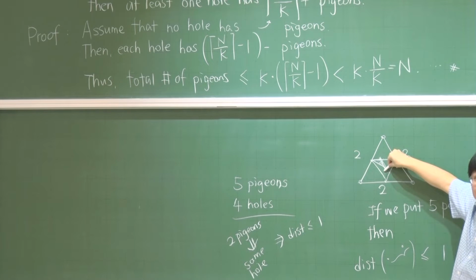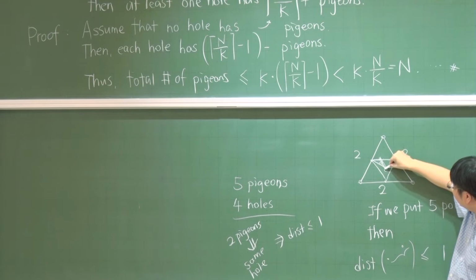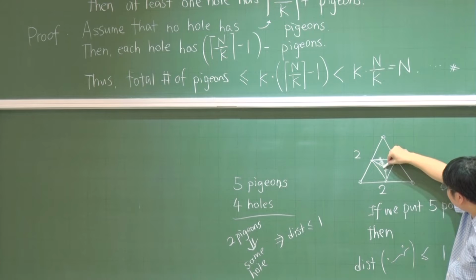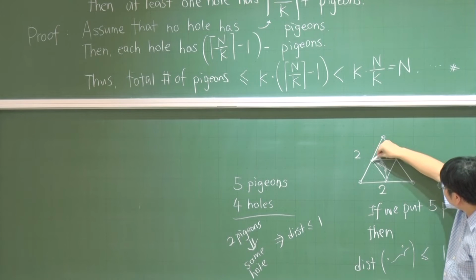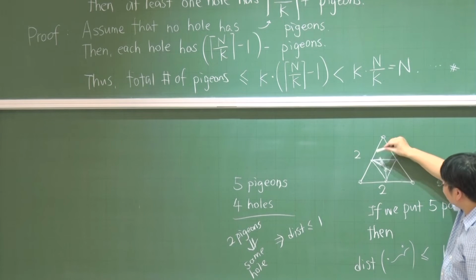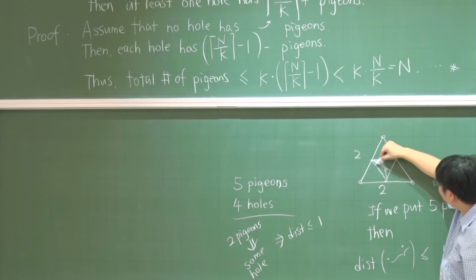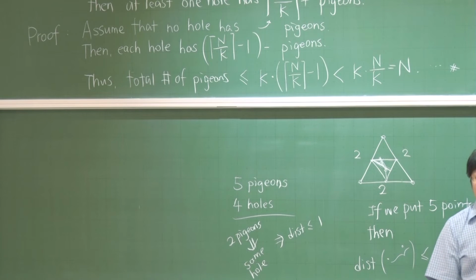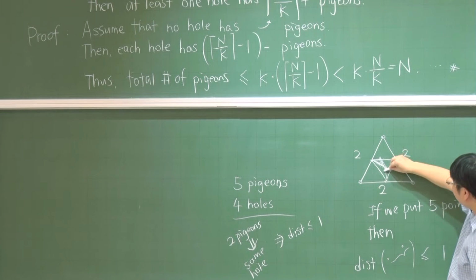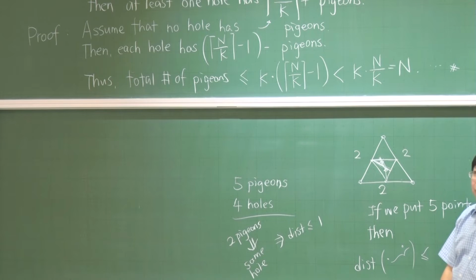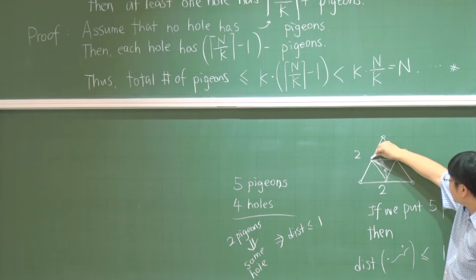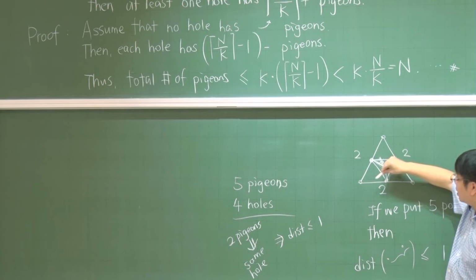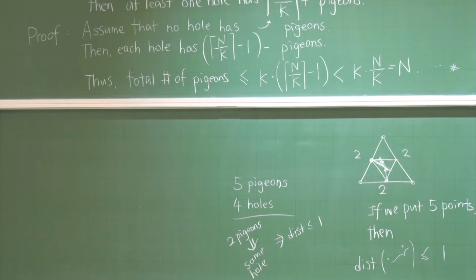Is that okay? And similarly, you can move this here so that this line is longer than this line. This line is longer than this line is longer than this line. Is it okay? So in that sense, if you pick any 2 points inside a triangle, the distance must be shorter than the distance between an edge. And the edge has length 1. So in that case, the distance is smaller than or equal to 1.